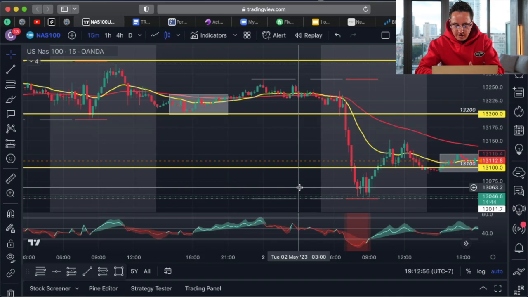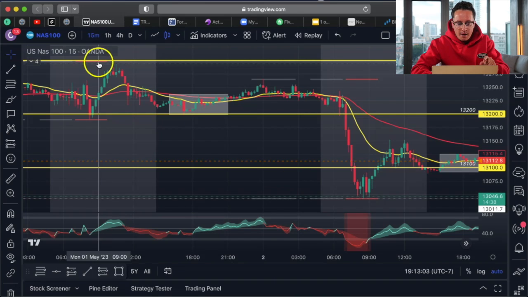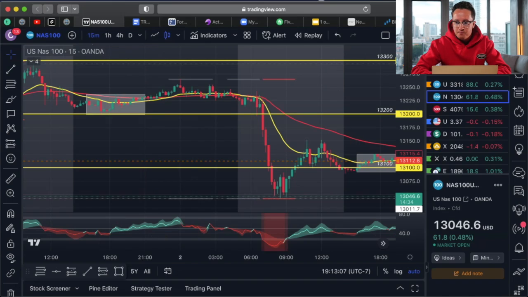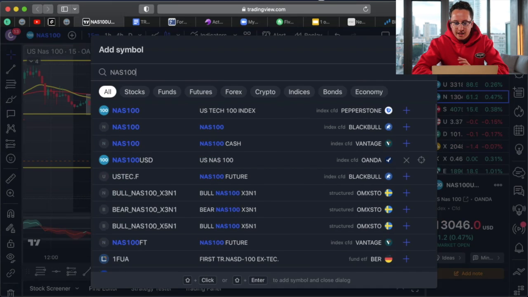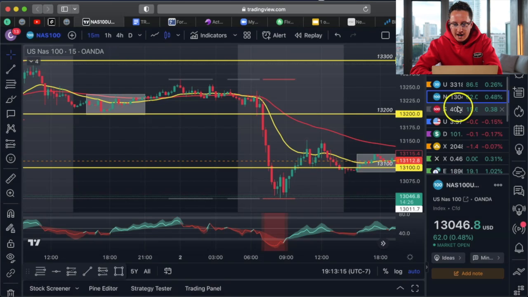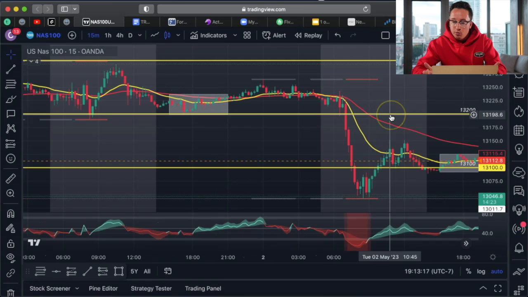So the first thing that we need to go over is what instrument we are going to be using. I'm actually using the NAS100 Oanda. If you go to your watch list and click plus, type in NAS100, and it's going to be NAS100 Oanda right here. Once you add that, you're going to go to the chart, and then we're going to go to the next step.